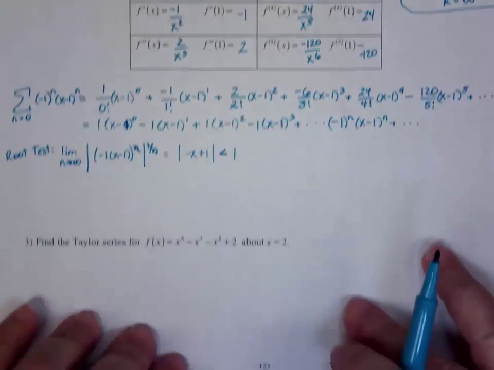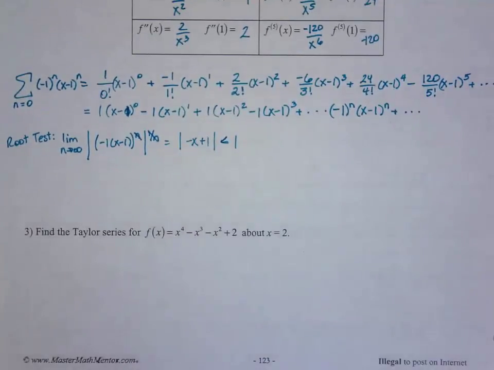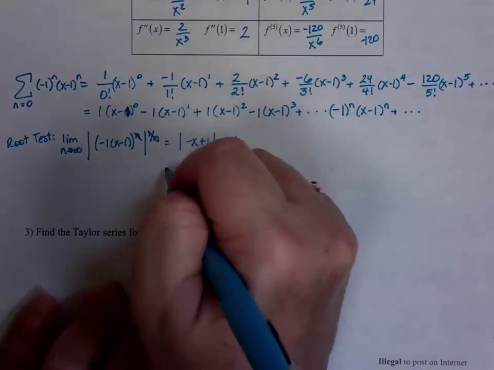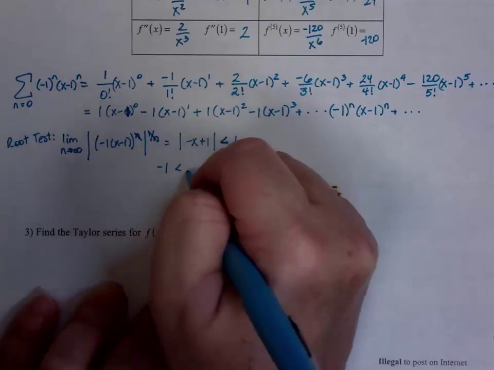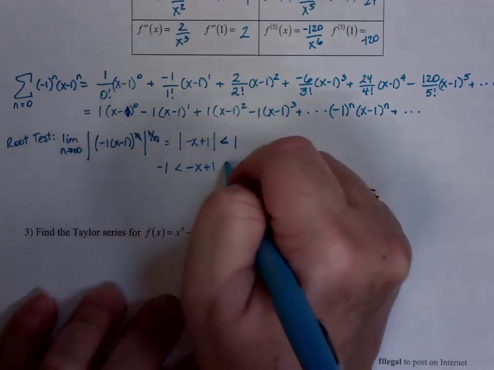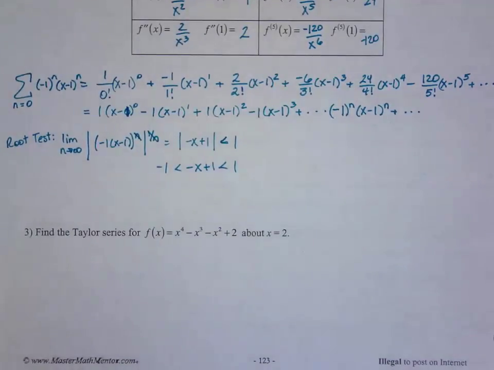Now, we did this yesterday. How did we tackle situations where we have an absolute value? You make it between -1 and 1, and drop the bars. Right. So we do -1 is less than -x plus 1 is less than 1. That's what the absolute value means. -1, both sides. And we're going to subtract.